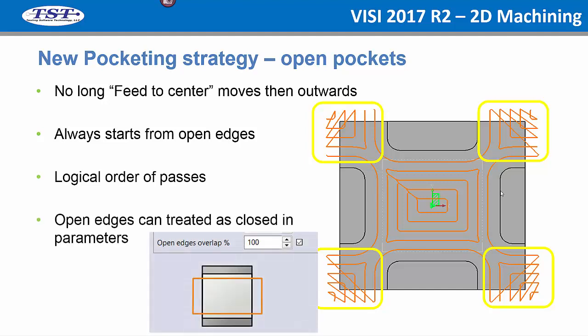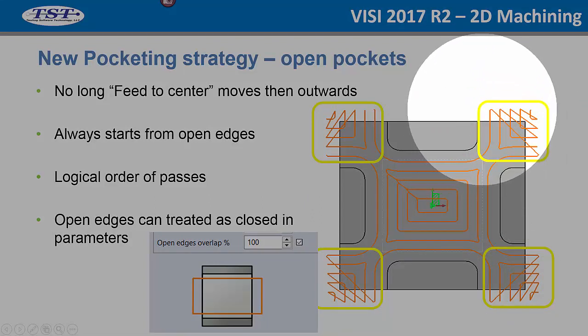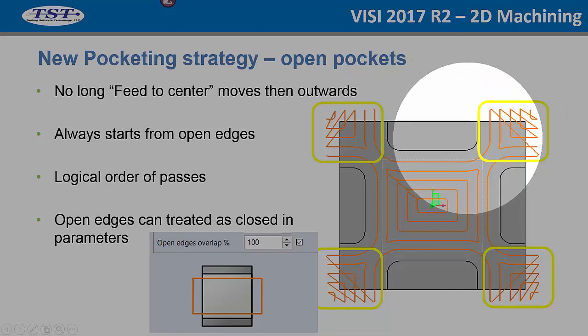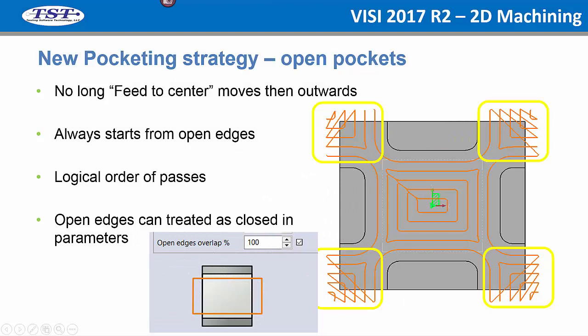Logical order of passes, and open edges can be treated as a closed perimeter. So those open edges overlap. I see guys sometimes drawing edges out a little bit more and whatnot, and certainly sometimes you might want to do that when you have a specific case to control it, but most of the time this open edges overlap is going to do that for us. Most of the time it's going to give us what we need.